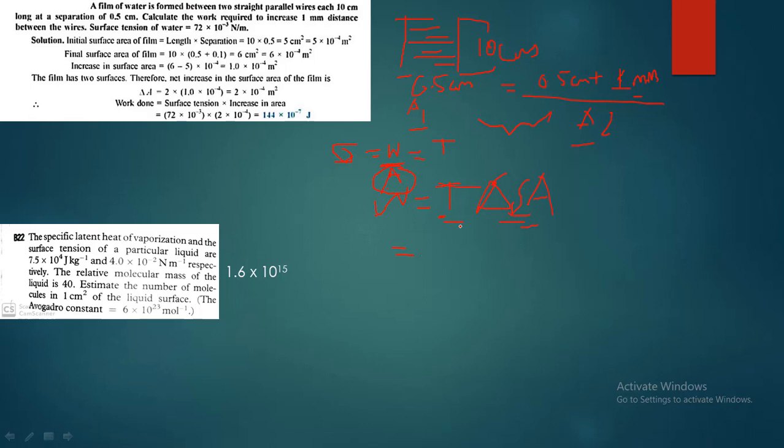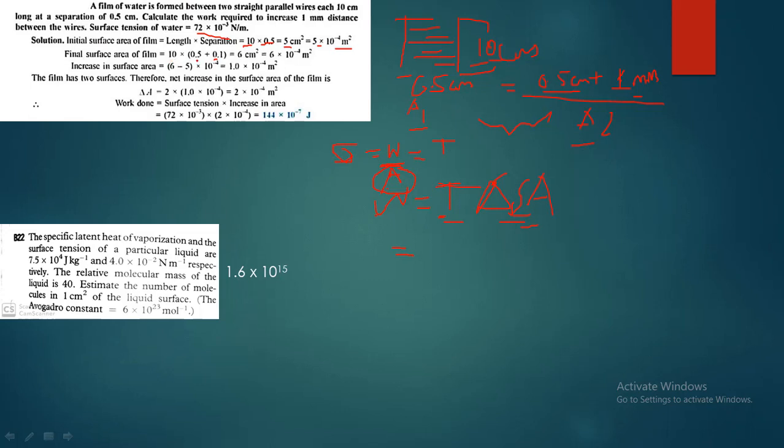So we have the surface tension tumepewa 72 times 10 power negative 3. But change in area sasa. We know area ni sasa length times the separation. Okay, so we have the initial ambayo ni 10 times 0.5 tunapata 5 cm squared au 5 times 10 power negative 4 meter squared. Okay, so we have the final surface area, maana yake length sasa separation ikiwa 0.5 plus 1 mm. Kwa 0.5 plus 0.1. Okay, tumechange kwenye centimeter 0.1 cm.